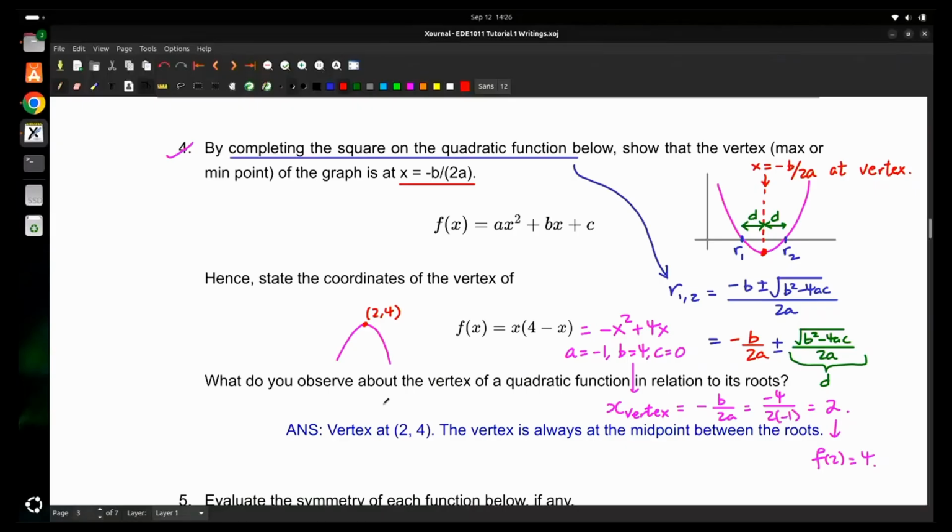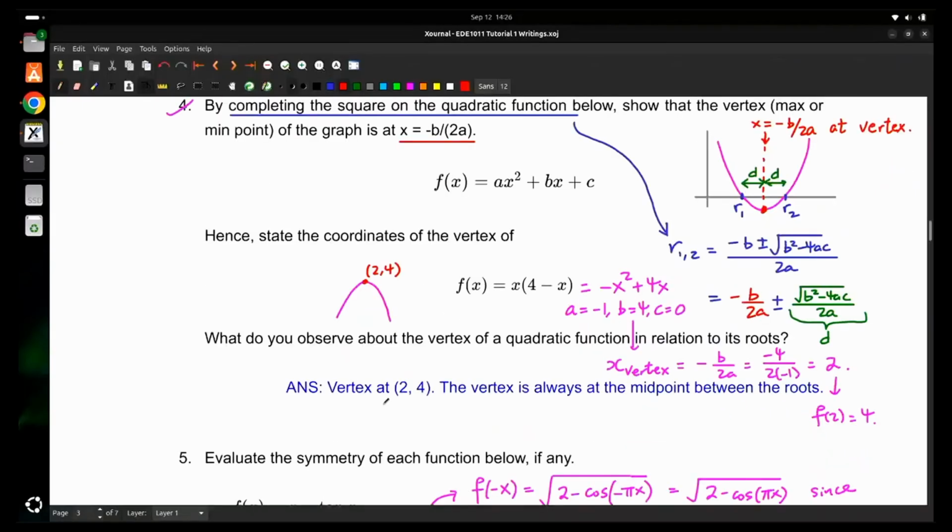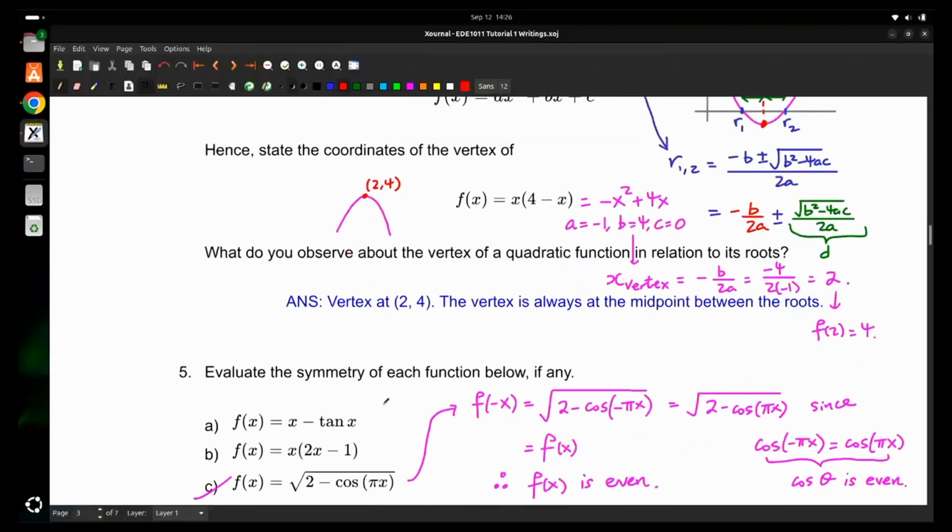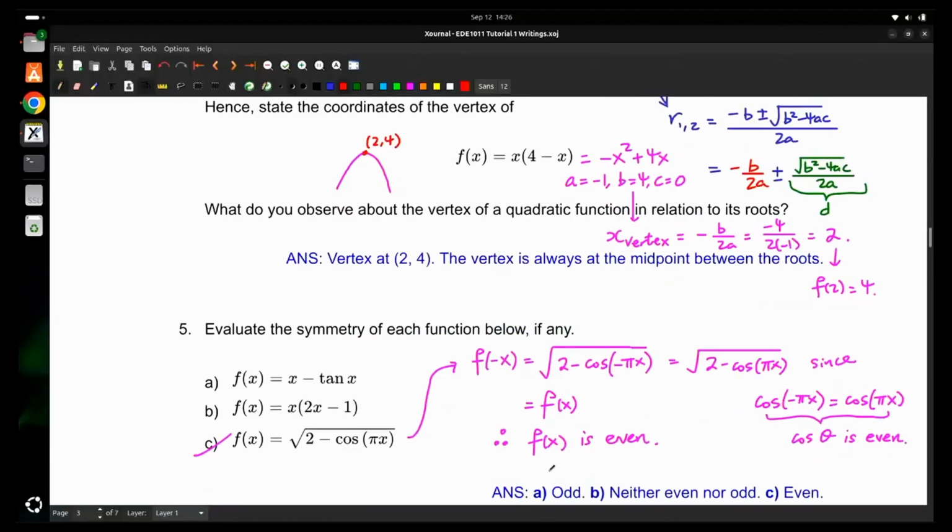Any questions? Good. So, question 5, I did go through 5C upon request. Then 5A and B, the answers are there. Right, so 5C, evaluate the oddness or evenness of the function, if any. The first step is always to sub in minus x into x. So just replace x by minus x, and you see if you can get any of the odd and even conditions illustrated in the lecture.